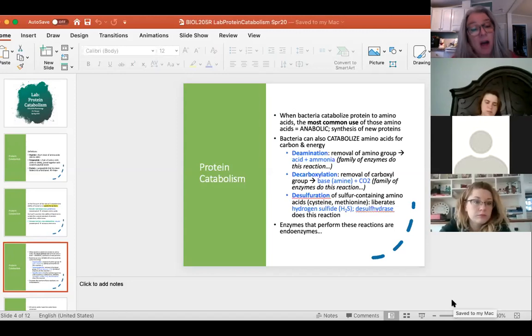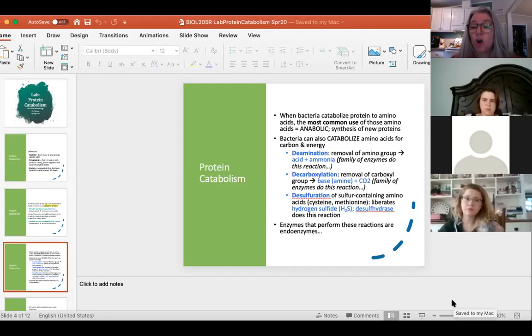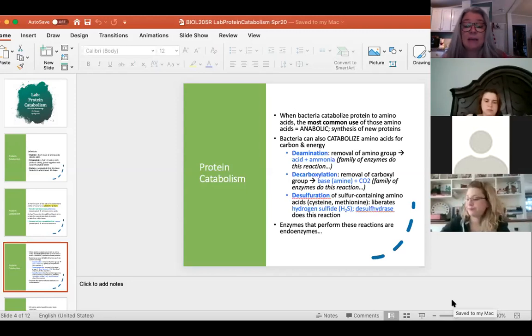But it is possible for a microbe to take an amino acid and break it apart. Basically, take it apart and use it for carbon and for energy. So it's a much less common fate of an amino acid to be broken down like that. But our microbes do it, and we do it as well under certain circumstances. So the second exercise in protein catabolism is in the catabolism of amino acids.